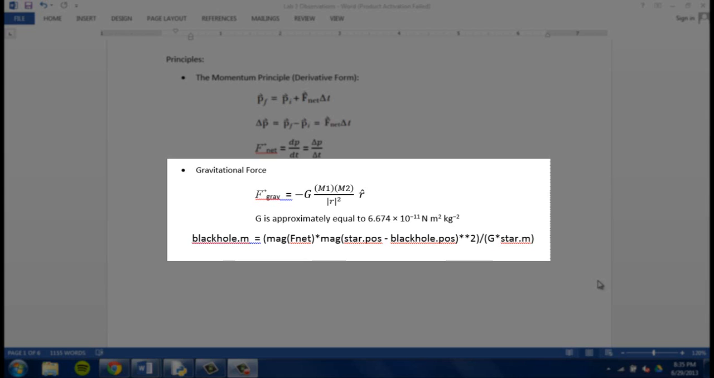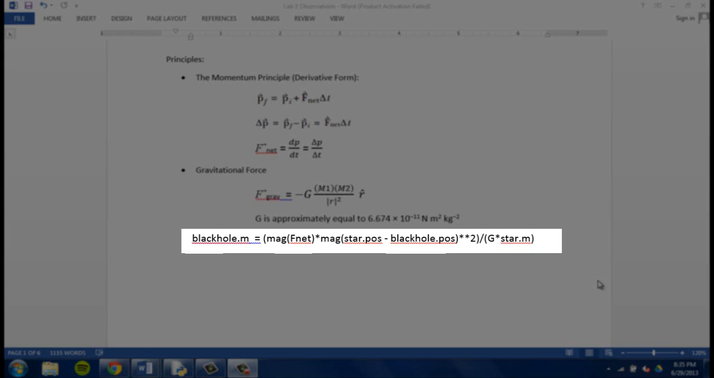Newton's law of universal gravitation states that there is a force of attraction between all masses in the universe. The specific force of attraction is directly proportional to the product of their masses and inversely proportional to the square of the distance between them, as seen in the equation. The constant G is approximately equal to 6.67 times 10 to the negative 11th.